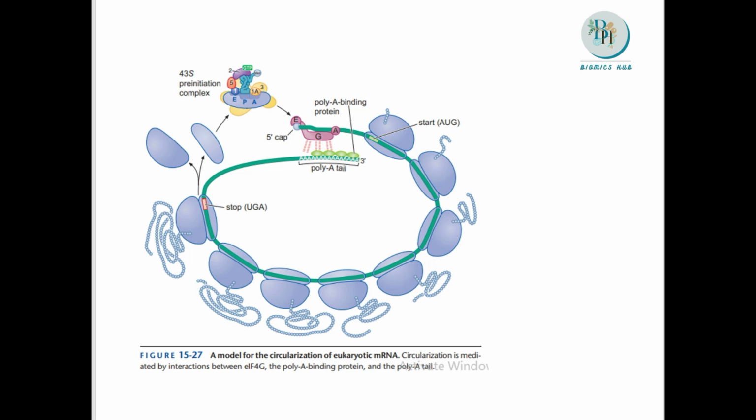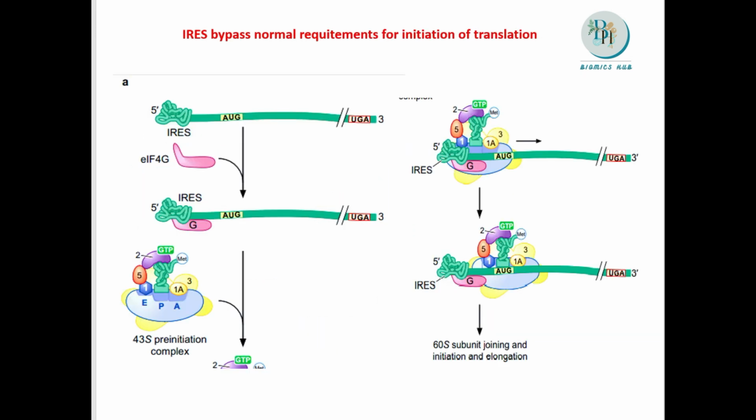Okay, so next we will see what happens if there is no 5 prime cap at the 5 prime end. There is a sequence known as the IRES sequence, which bypasses the normal requirement for initiation of translation. So what was the requirement for initiation of translation? There were some proteins associated with the mRNA, and some other proteins associated with the machinery which forms the 43S pre-initiation complex.